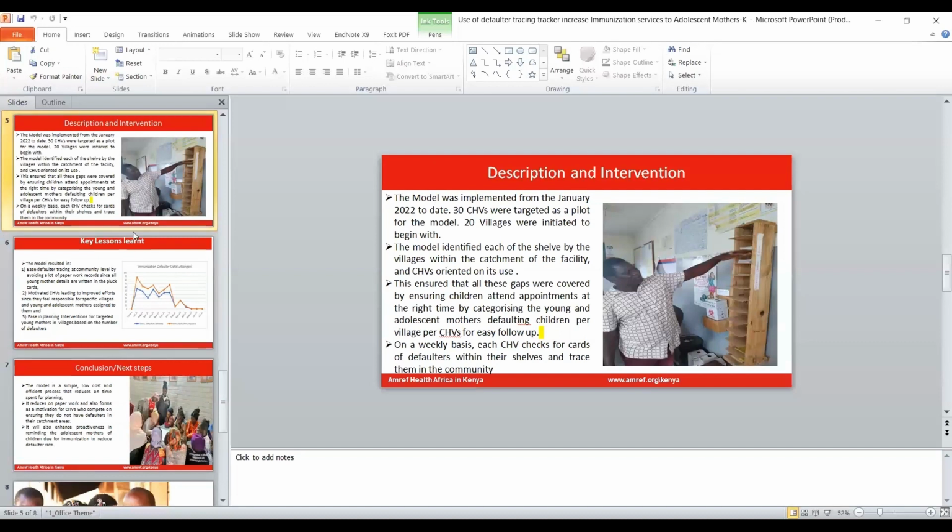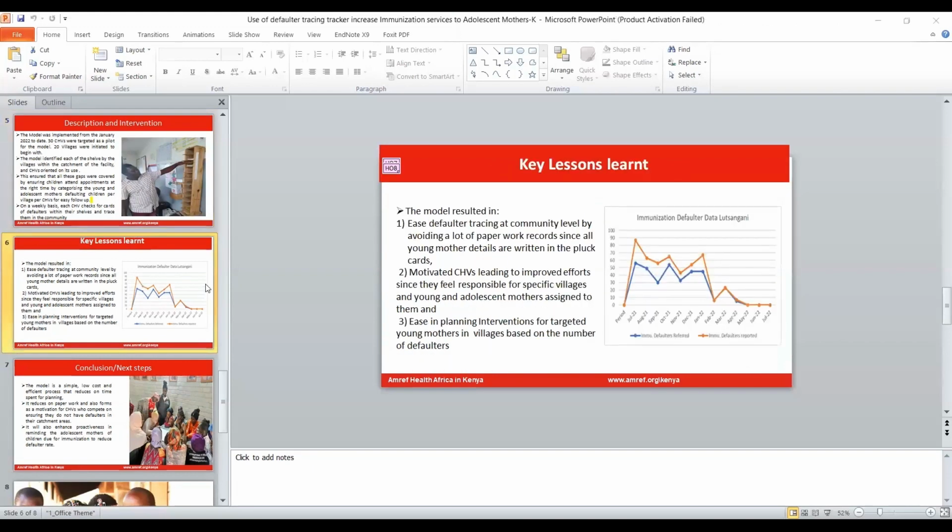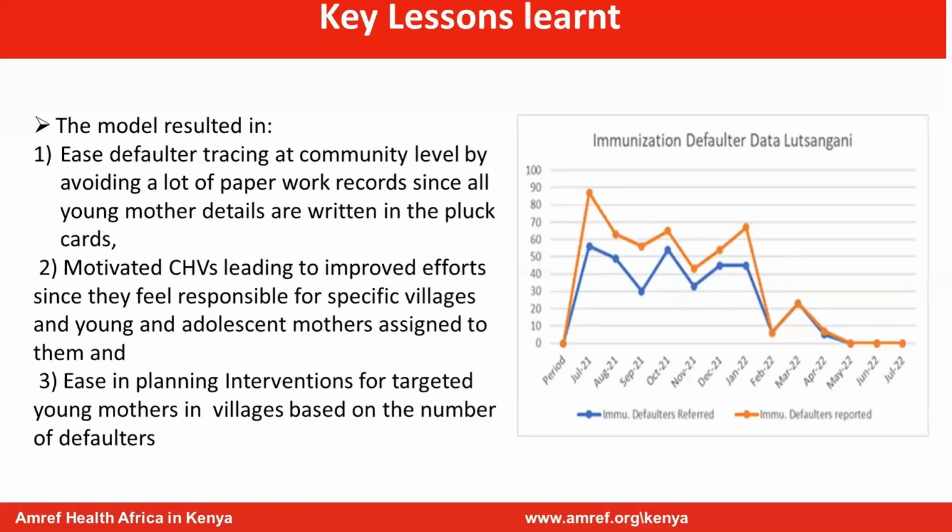Yes, thank you, Marion. Maybe you can go to my slide on the data, because this is data which we are able to retrieve from the KHIS. Before the intervention, if you can look at the two graphs of those immunization defaulters, the one colored in blue is the defaulters referred, and the other is those defaulters who reported. From July 2021, where I took that data, you could see there was a high number of defaulters, the highest being 90.